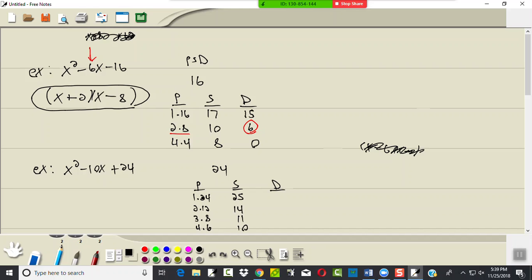Subtract them, smaller from larger. 24 minus 1 is 23. 12 minus 2 is 10. 8 minus 3 is 5. 6 minus 4 is 2. The number we're looking for is the number in our middle term, which is 10. So I'm going to use this one right here. So we use 4 and 6.